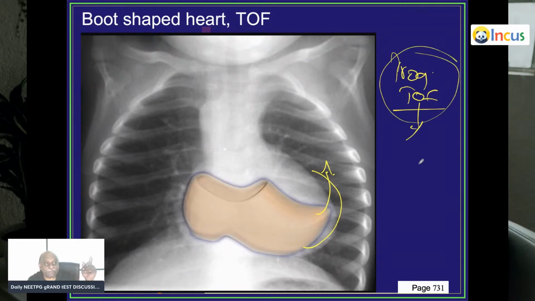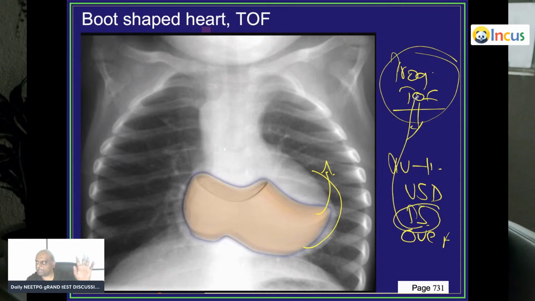Prognosis of TOF depends on how many lesions you have. Right ventricular hypertrophy, VSD, pulmonic stenosis, overriding aorta. PS decides the prognosis. Okay? Is he going to live longer, or die?